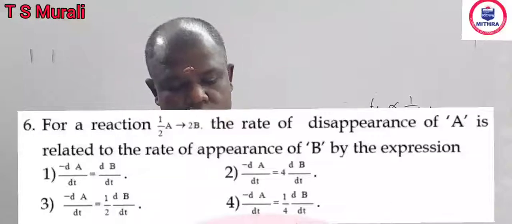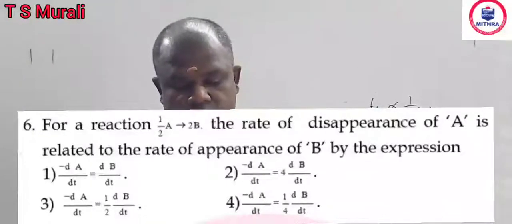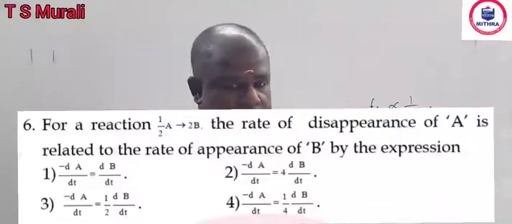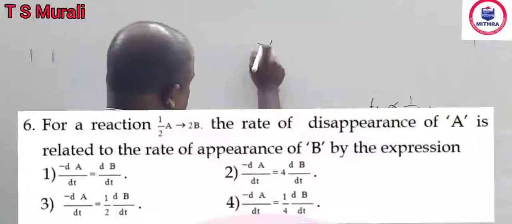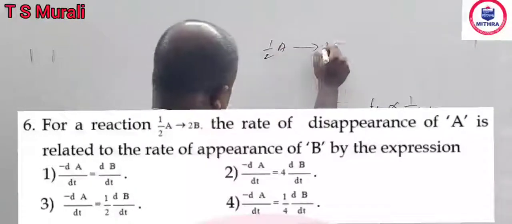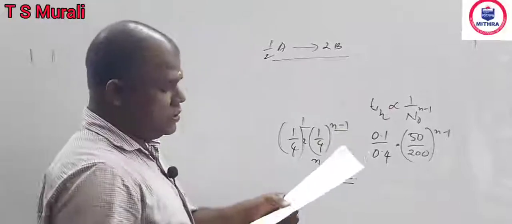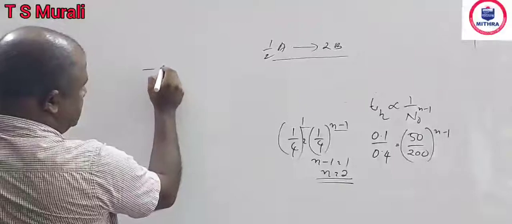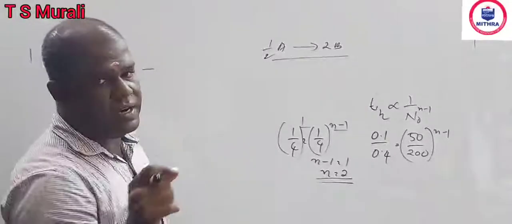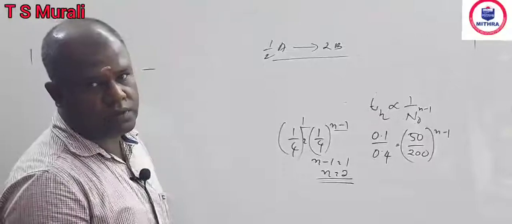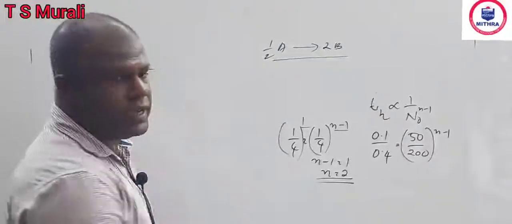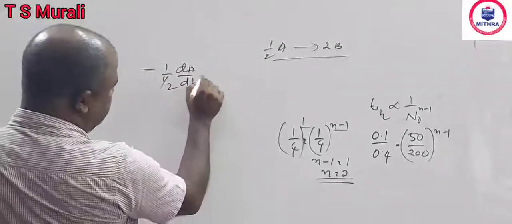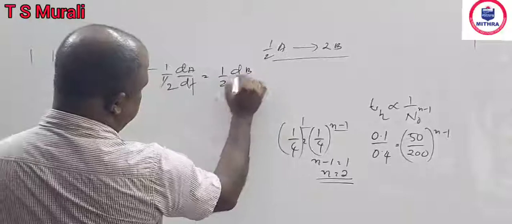For a reaction, half A gives 2B, the rate of disappearance of A and the rate of appearance of B, dA by dt and dB by dt, are related as? The reaction is half A gives 2B. So in terms of A, how will you write? Minus, the stoichiometric number is taken as the denominator. It is 1 by 2. Okay, so 1 by 2 dA by dt is equal to 1 by 2 dB by dt.